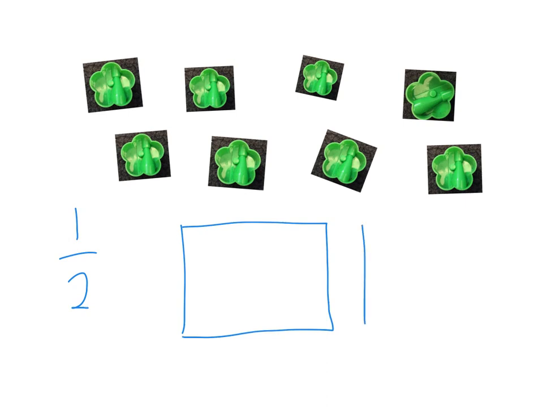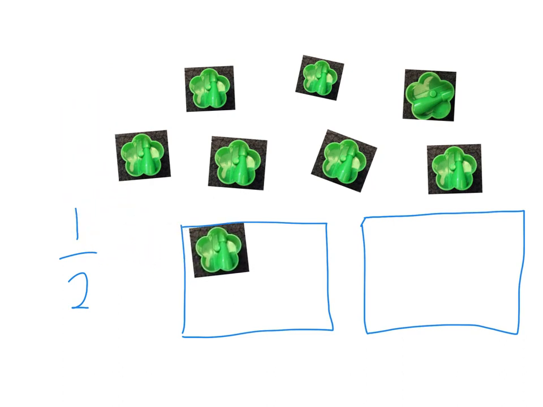Okay, here are 8 pencil sharpeners, and I want to split them into half. Now the denominator down the bottom tells me that there needs to be 2 even groups. So here's one group that I can pop in there, and here is another group. So now I'm going to put one in there, and I'm going to put one in there. So far, 2 even groups.